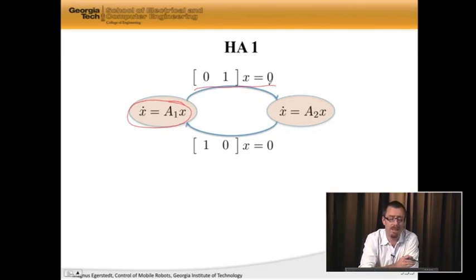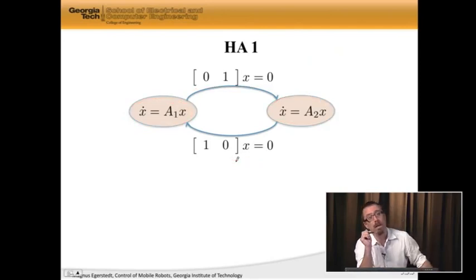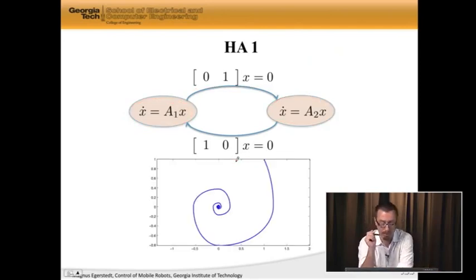This means that the second component, so x2 is equal to 0, is what this guard means, right? And when x2 is equal to 0, I switch to my short and chunky ellipsoid, or inwards spiraling system. And then when x1 is equal to 0, I switch back. So this is my first hybrid automaton. Well, let's see what that actually looks like if you do it.